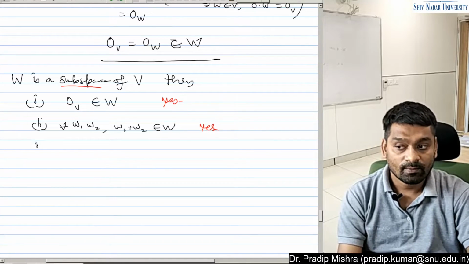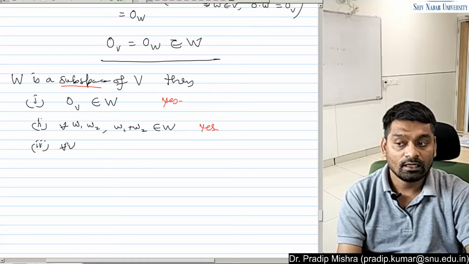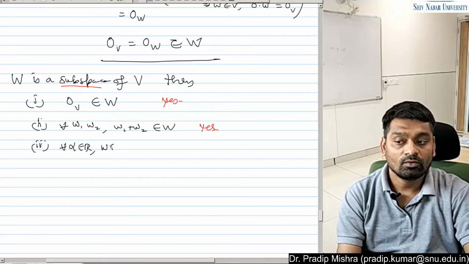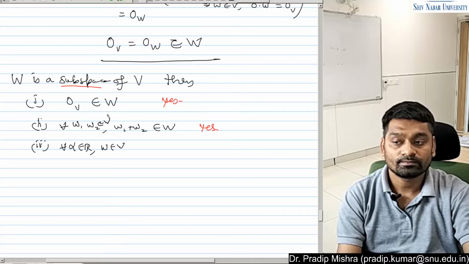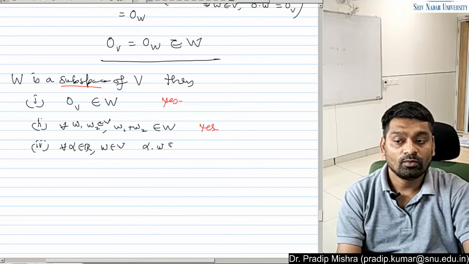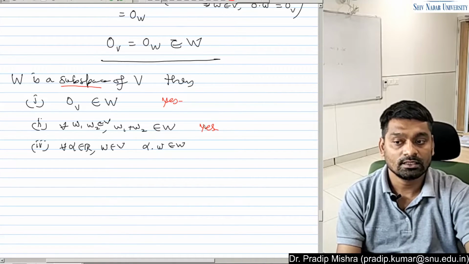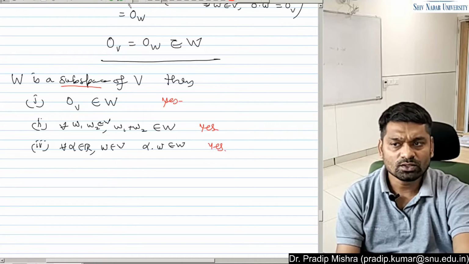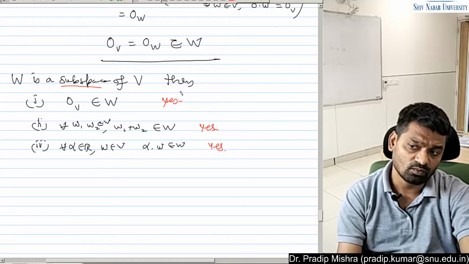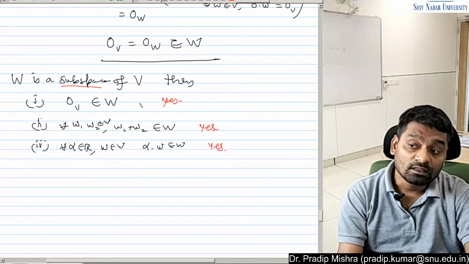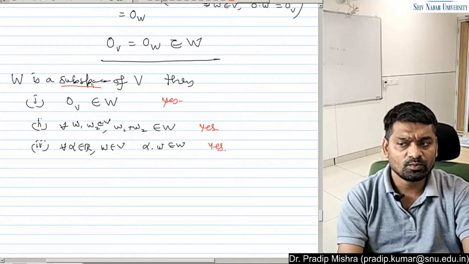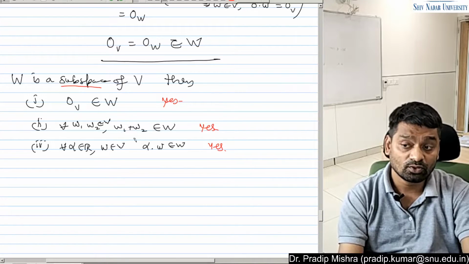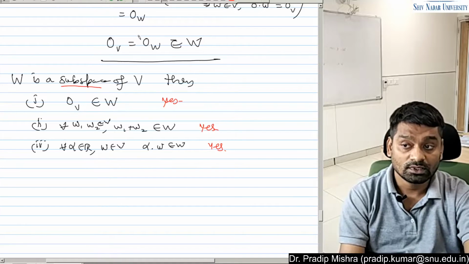Number three, if you take any alpha belonging to R and w belonging to W, whether alpha times w belongs to W or not? Answer is yes. Why is it yes? Because W is a subspace. This means, W is a subspace of V, then these three are automatically satisfied because it is a vector space with respect to induced operation. These operations are coming from V. This we have proved just now.